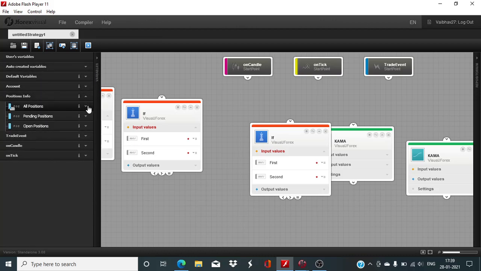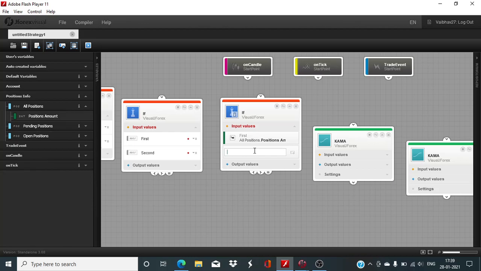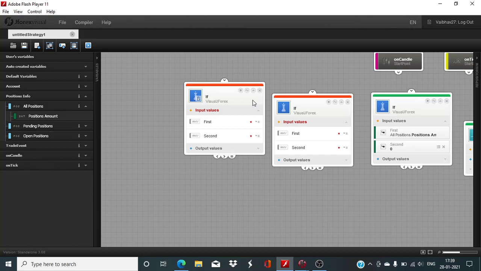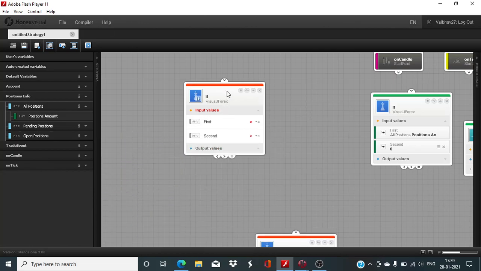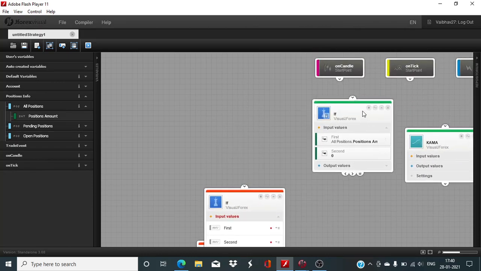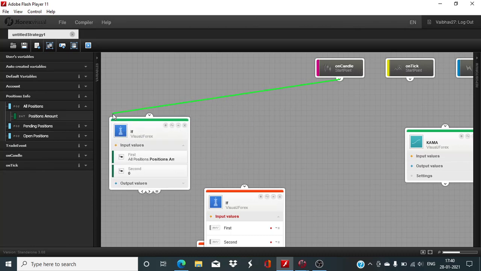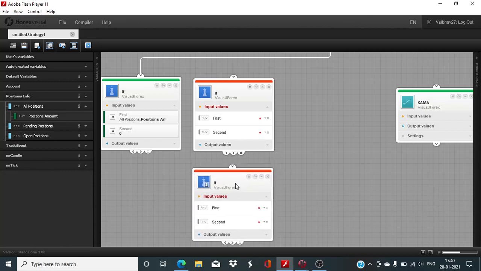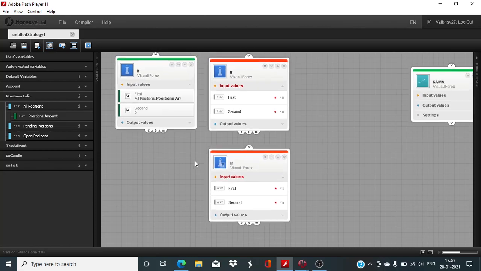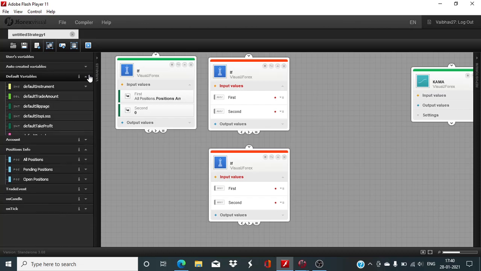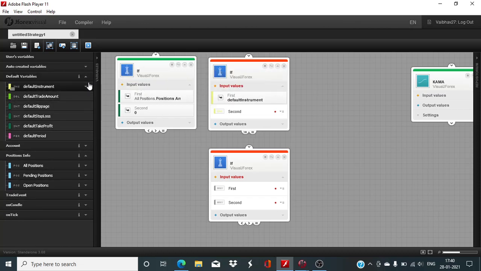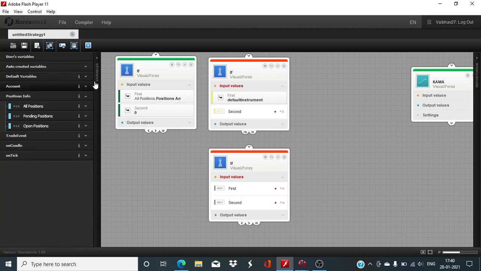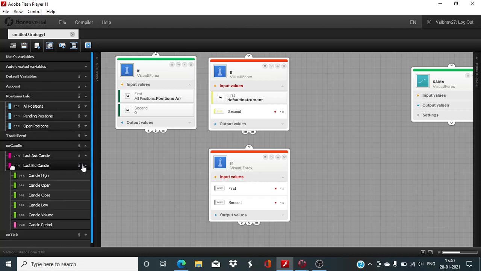Here we will need to take into account the position info, all position amount, and this should be 0. Okay, so the first condition has been set. Let us now join it here. We will use onCandle as our start point for today's session. Then we need to do the instrument subscription. For instrument subscription, we will again need to look into the default variables for the default instrument, and then we will need to access the onCandle last candle instrument.